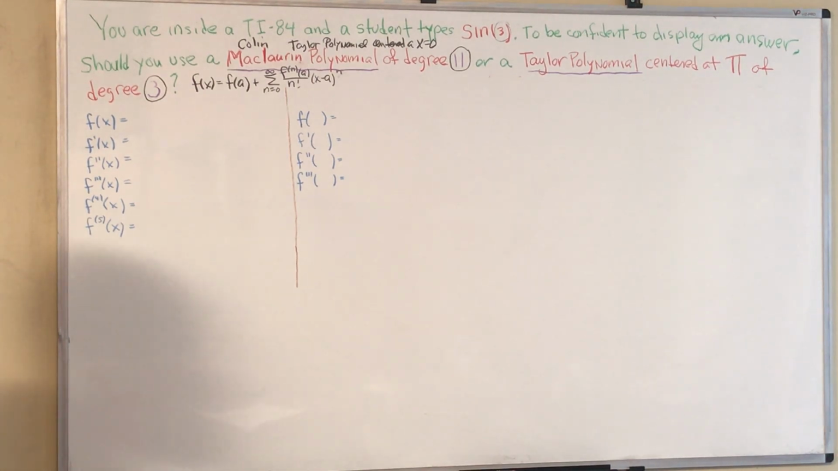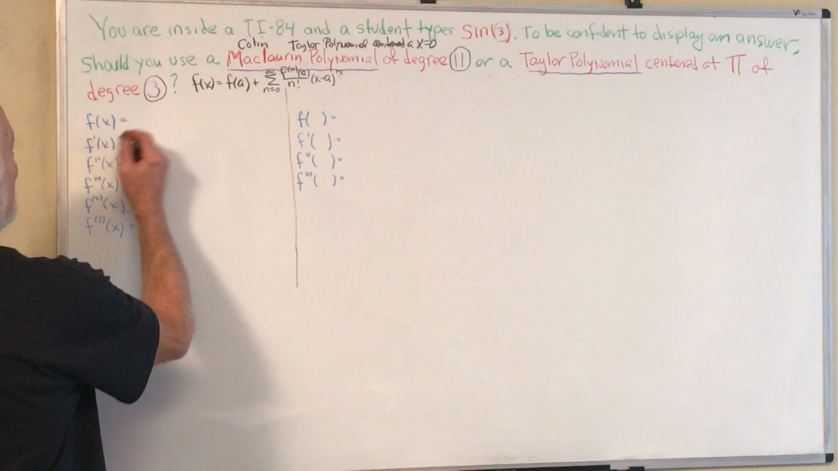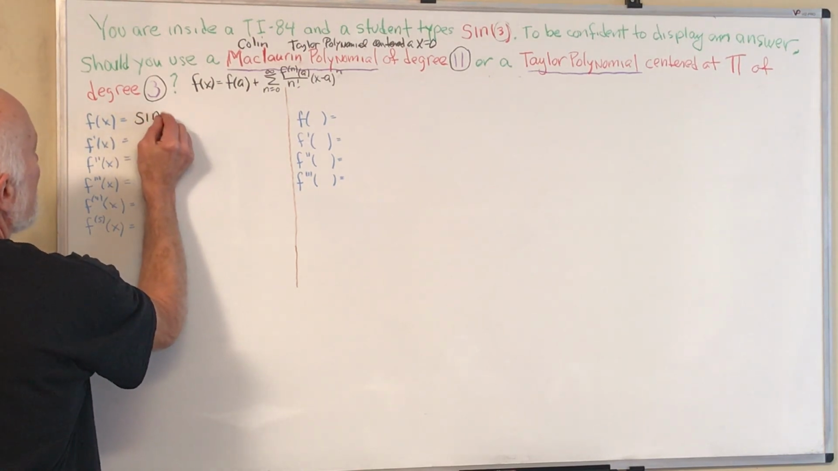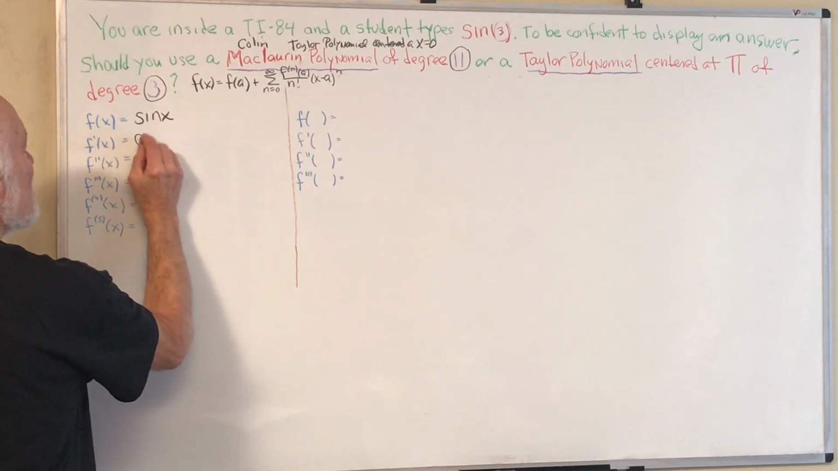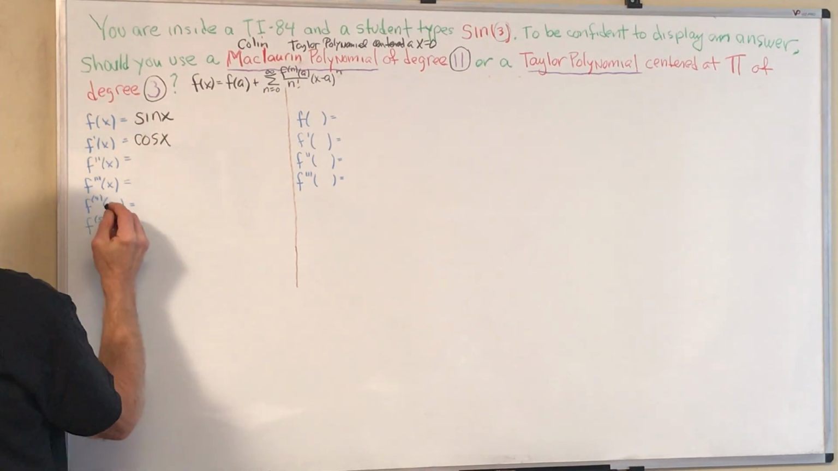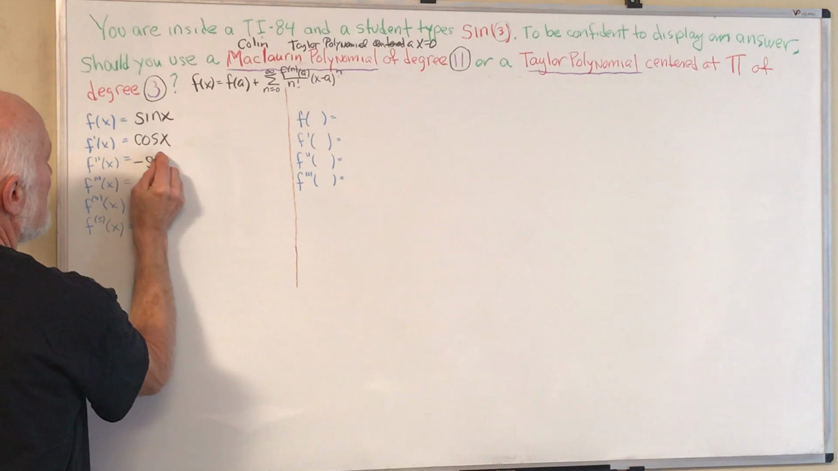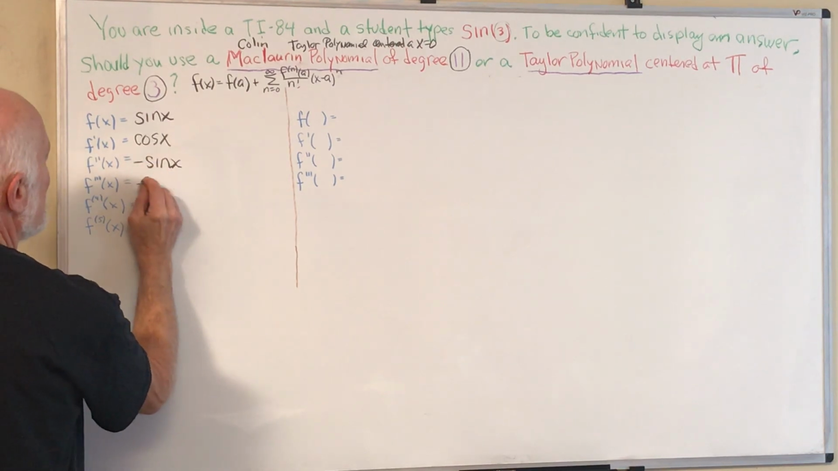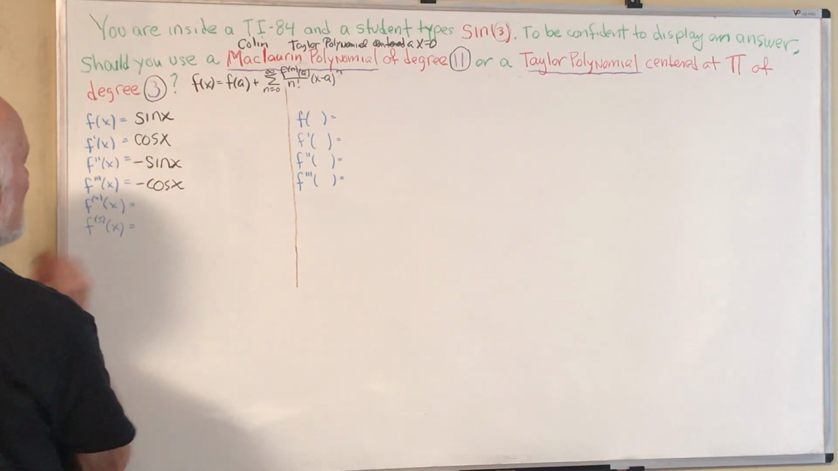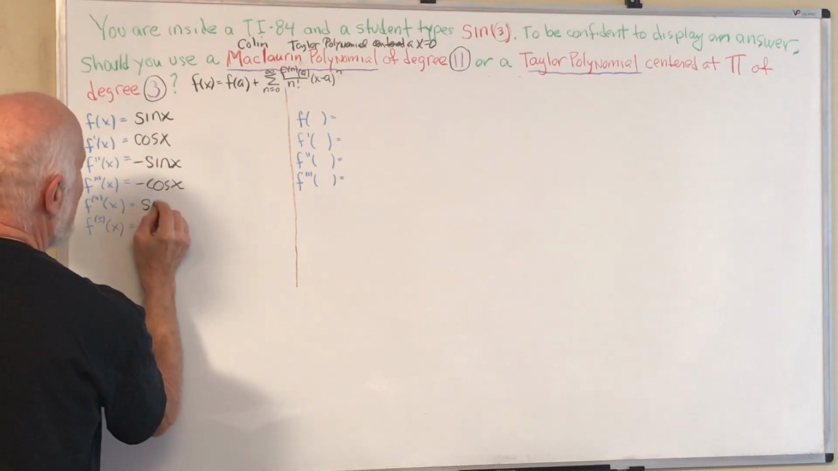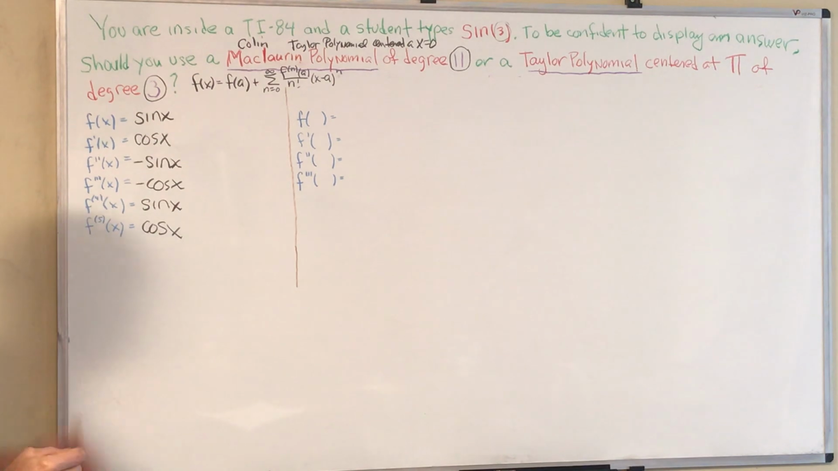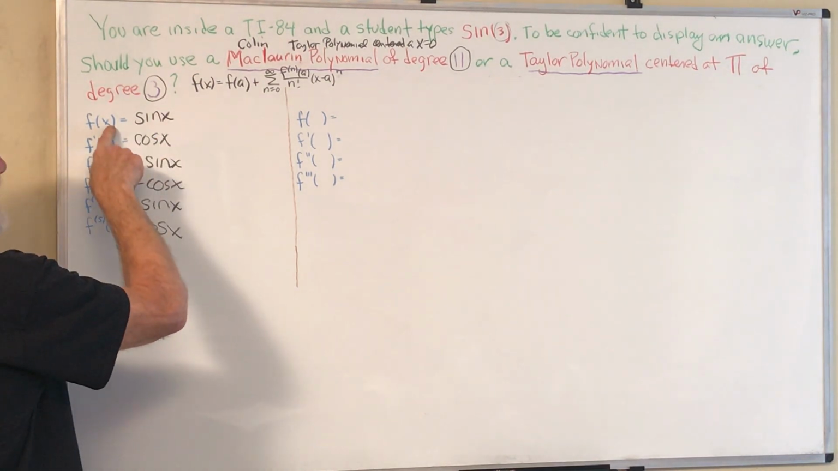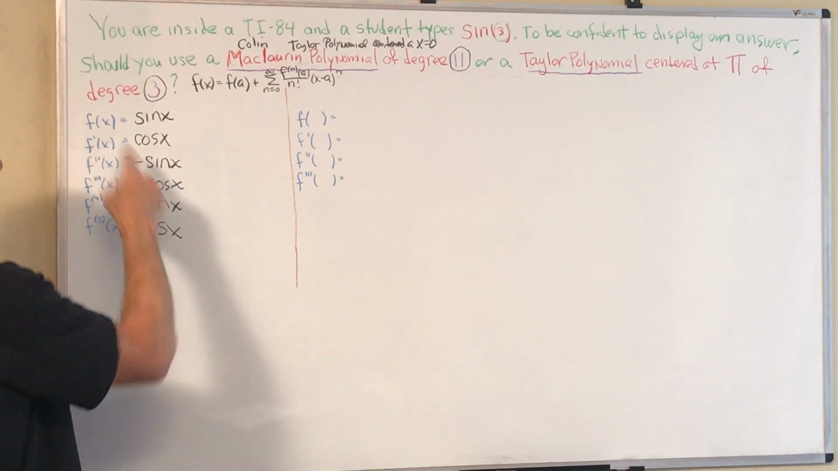So let's look at the choices. In both cases, we're going to start with the sine of x. So the derivative is cosine of x, minus sine of x, minus cosine of x. Then you're back to the sine of x. And it's going to go into a repetitive cycle here. But we don't really need f of x, we need f of a.